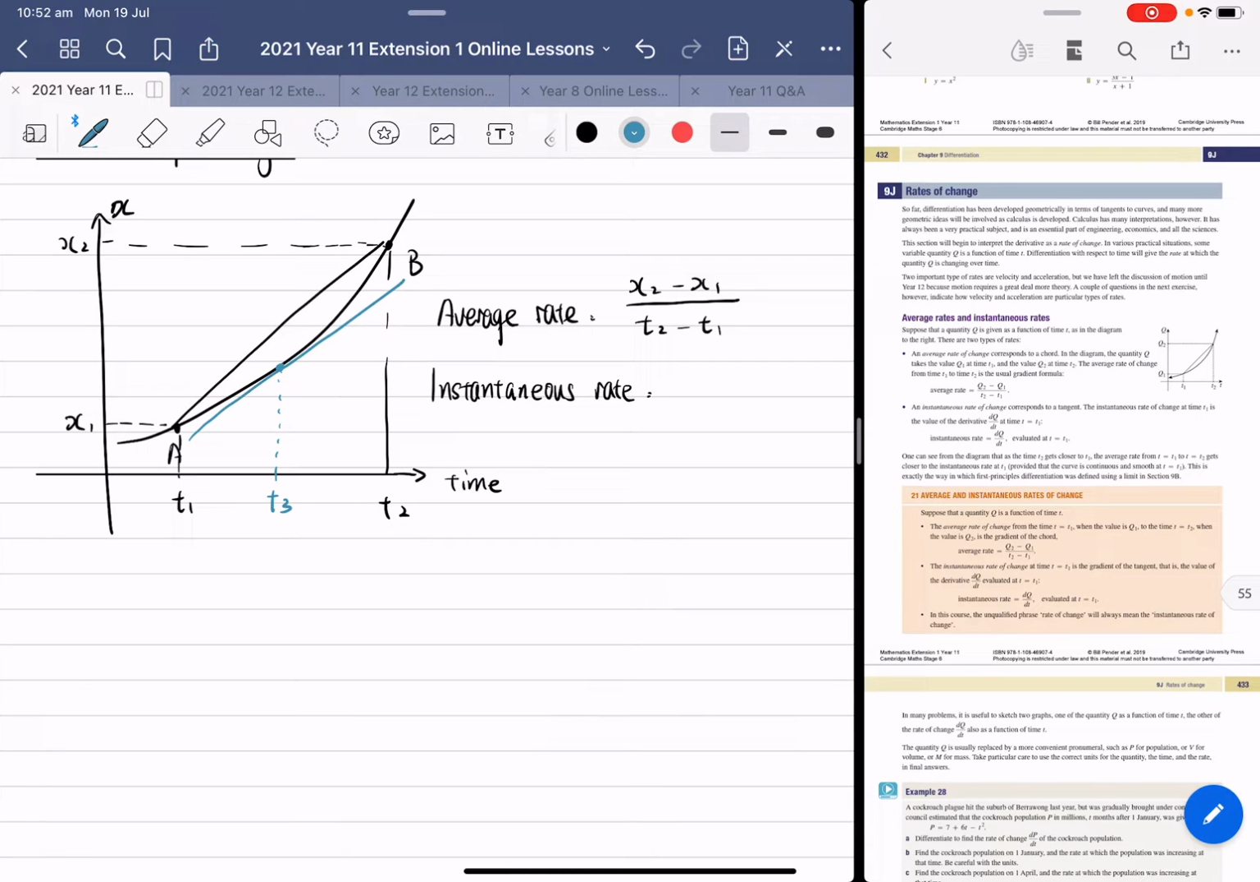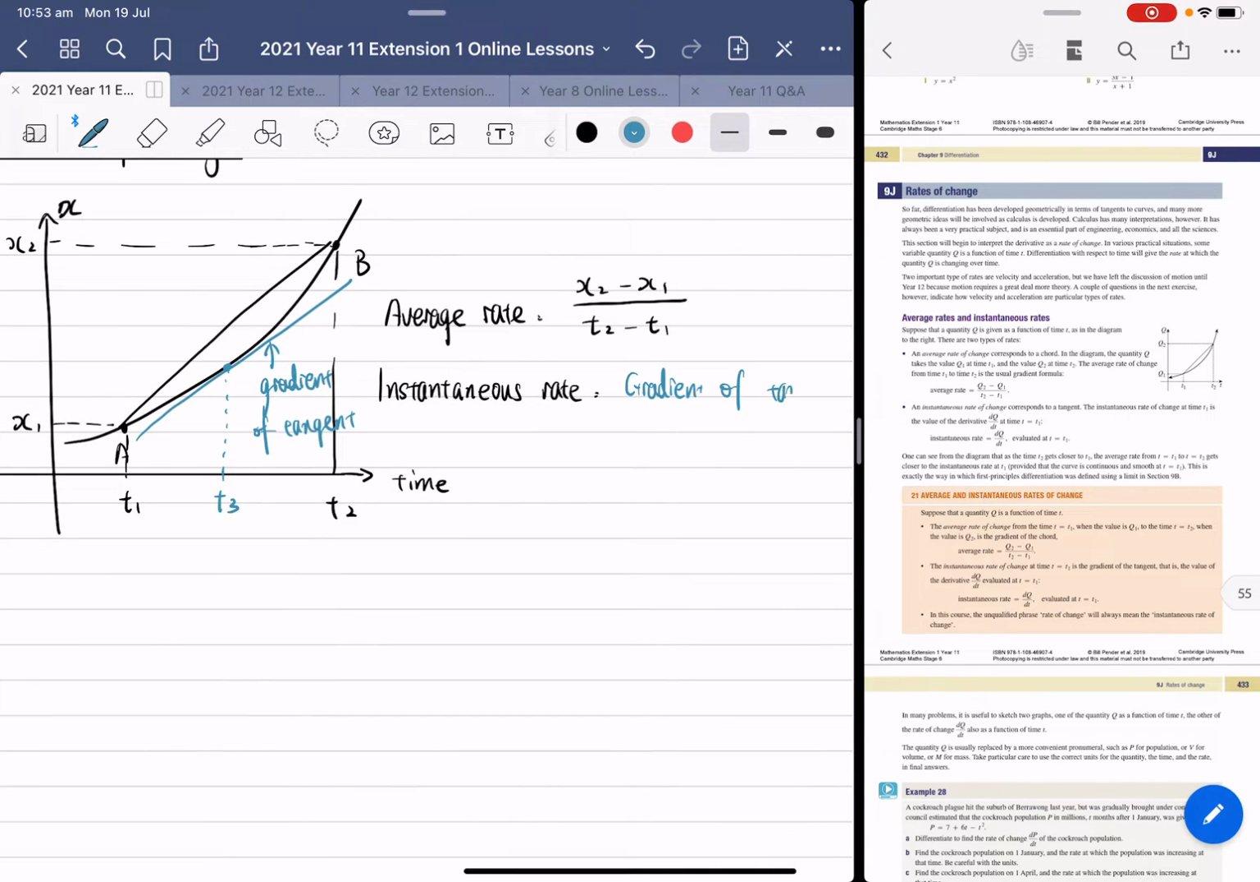So in that case, we're basically finding the gradient of the tangent. So the instantaneous rate is also representing the gradient of the tangent at a certain point on the curve. I hope you understand this. And an instantaneous rate, if we're talking about a gradient of tangent at a certain point, from the previous exercise, we've been doing this before. It's about a derivative. So it's about differentiating the function x over the time t.